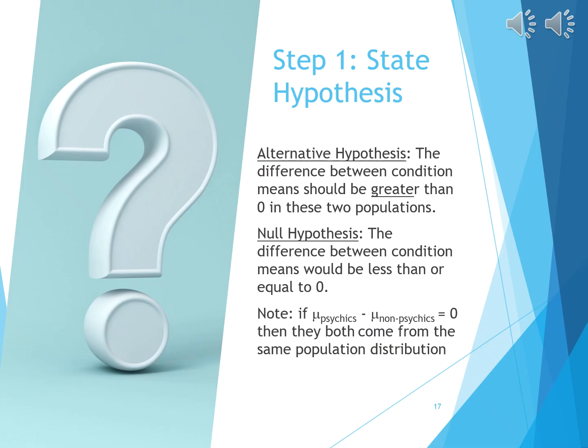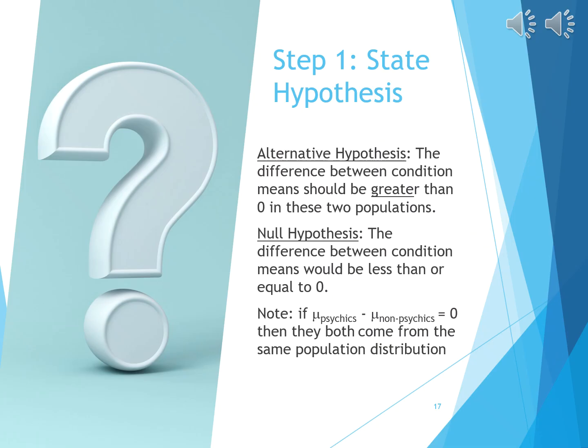So for an alternative hypothesis, if we think that the psychics will have significantly higher accuracy, then if we subtract the mean accuracy of the non-psychics from the mean accuracy of the psychics, that number should be large, should be greater than zero. And of course, the null hypothesis in comparison is going to be the difference between condition means, or in this case, sample means, would be less than or equal to zero.